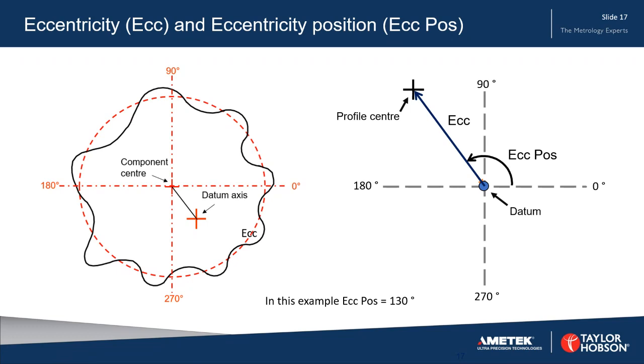And as well as knowing that distance, the eccentricity, we can also tell where that profile center is relative to the datum. So in this case, it's 130 degrees from the datum. So we're measuring from here around to there. And that's called eccentricity position. It's a parameter associated with the eccentricity value.